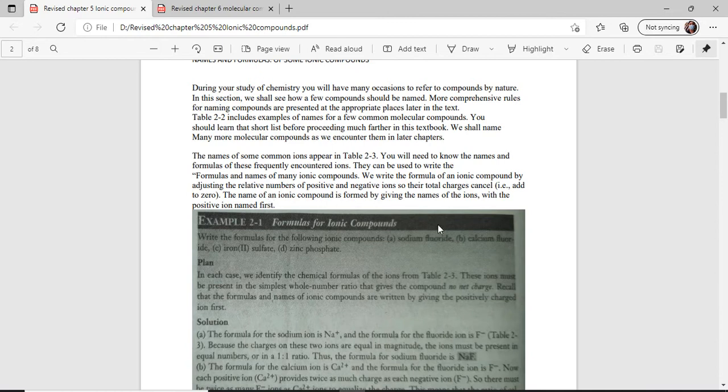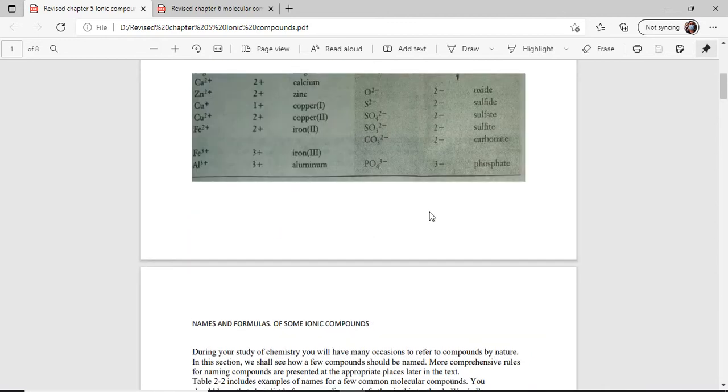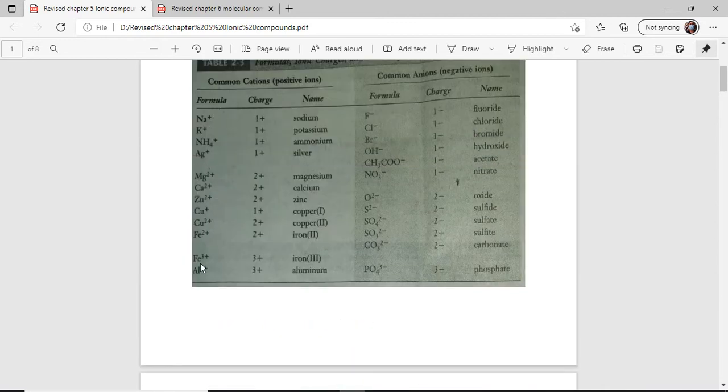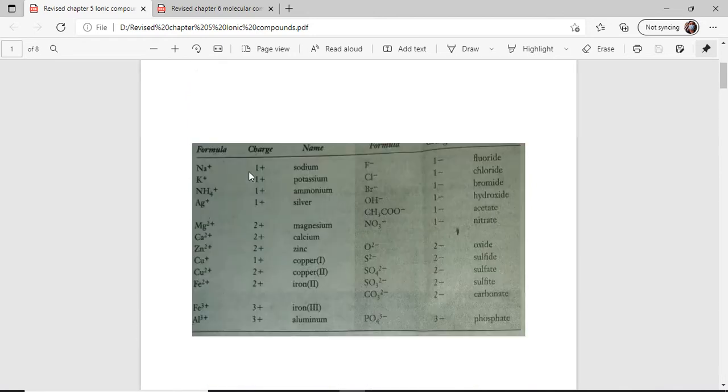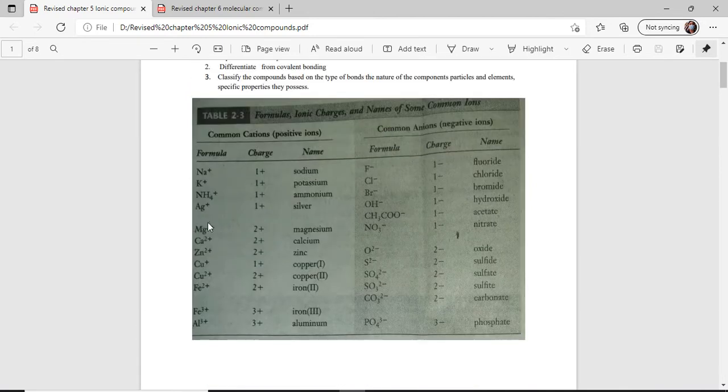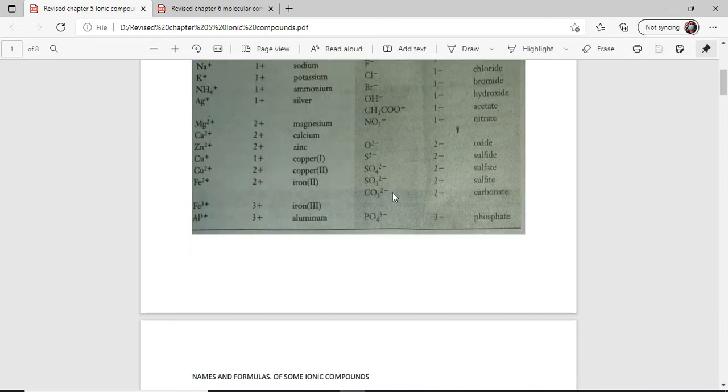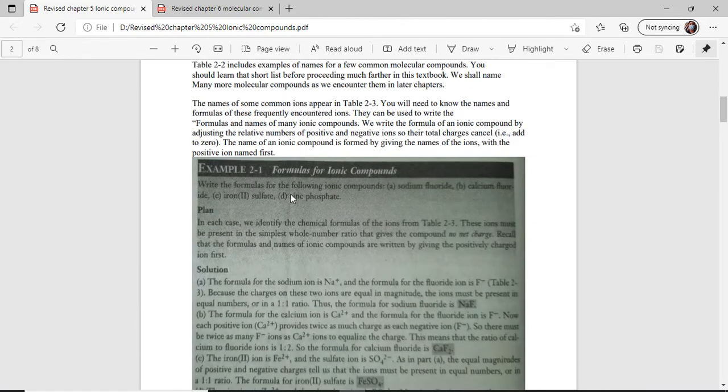The name of your ionic compound is formed by giving the names of the ions, with the positive ion first. So you have here examples of your formulas with a positive ion. Then here are your common anions or negative ion charges. Kindly remember some of the common ones.